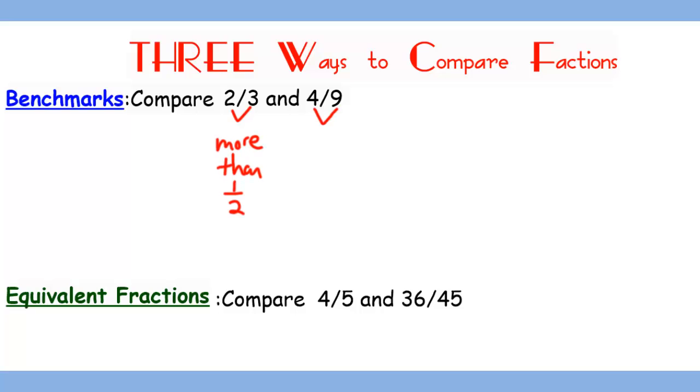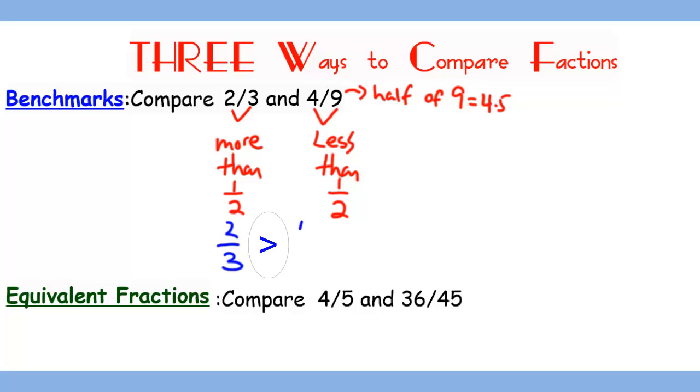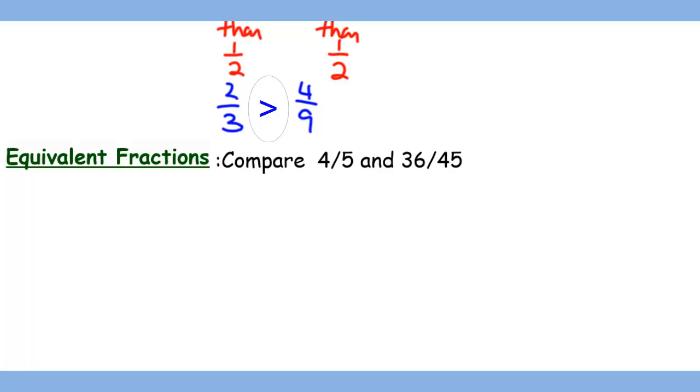And 4/9 right here is actually less than half, because half of 9 should be 4.5. Since 4 is less than 4.5, 4/9 will be less than half, and that resulted in the fact that 2/3 is more than 4/9. In the next example, we will compare 4/5 with 36/45 by turning them into equivalent fractions with a common denominator.